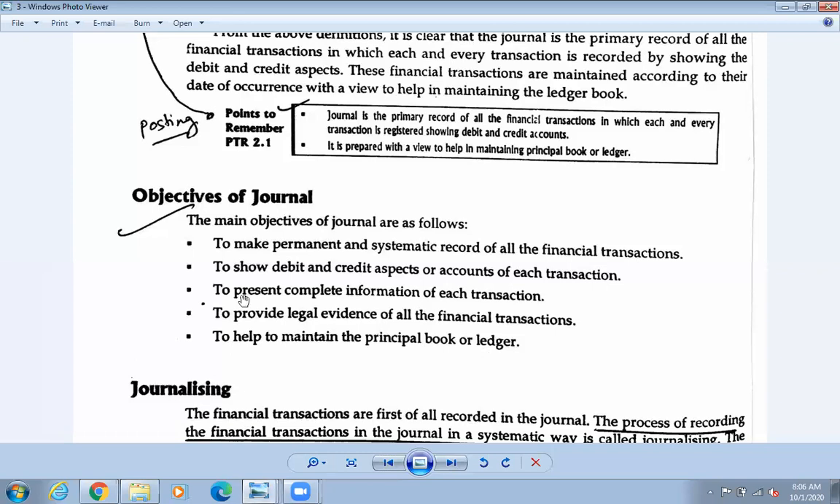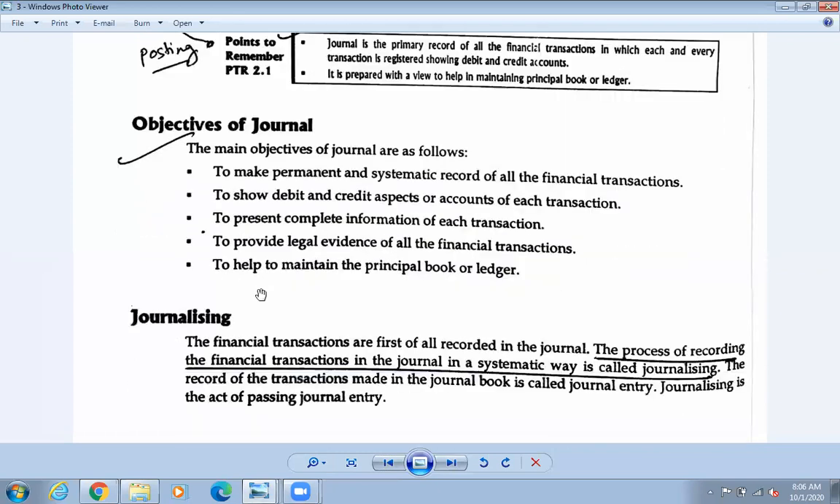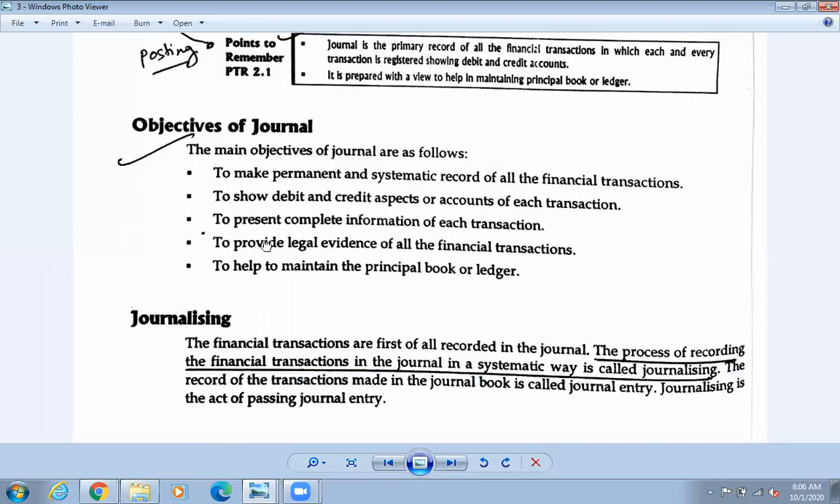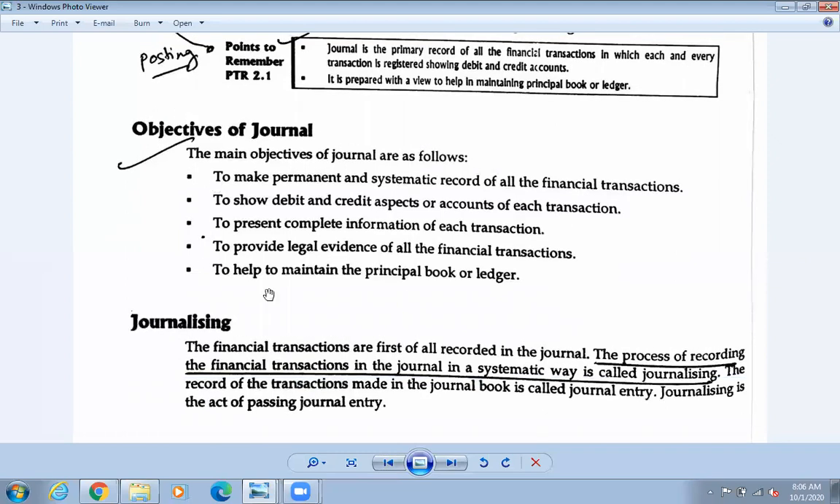So for these purposes, we are having the journal. त्यही भएर हामीलाई journal चाहिन्छ. Correct? Now, journalizing. अघि भर्खर हामीले के पढेको थियौं? Posting भनेर पढेको थियौं. So journalizing means what? It is posting the record. Journal मा लेख्ने जुन process, the process of writing in a journal book, that is called journalizing.